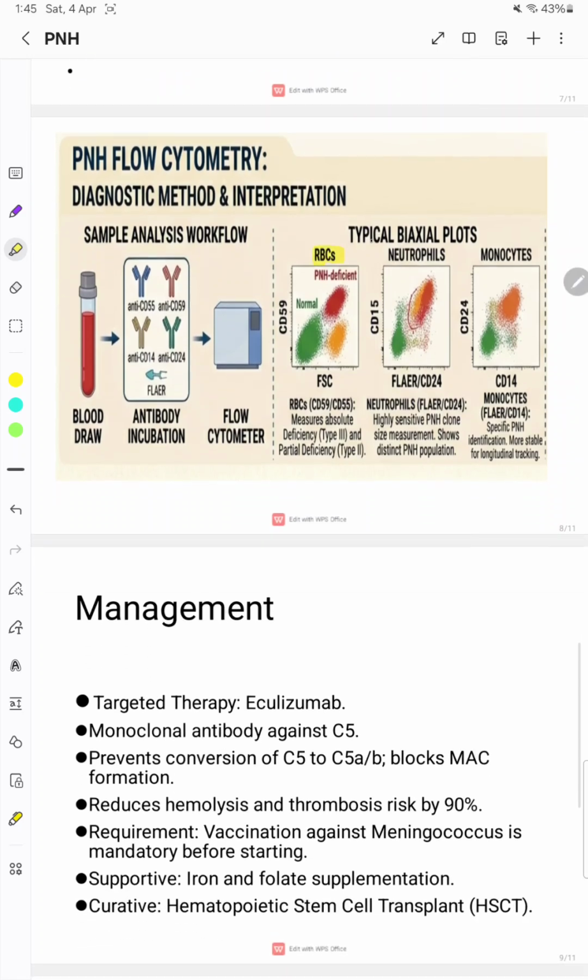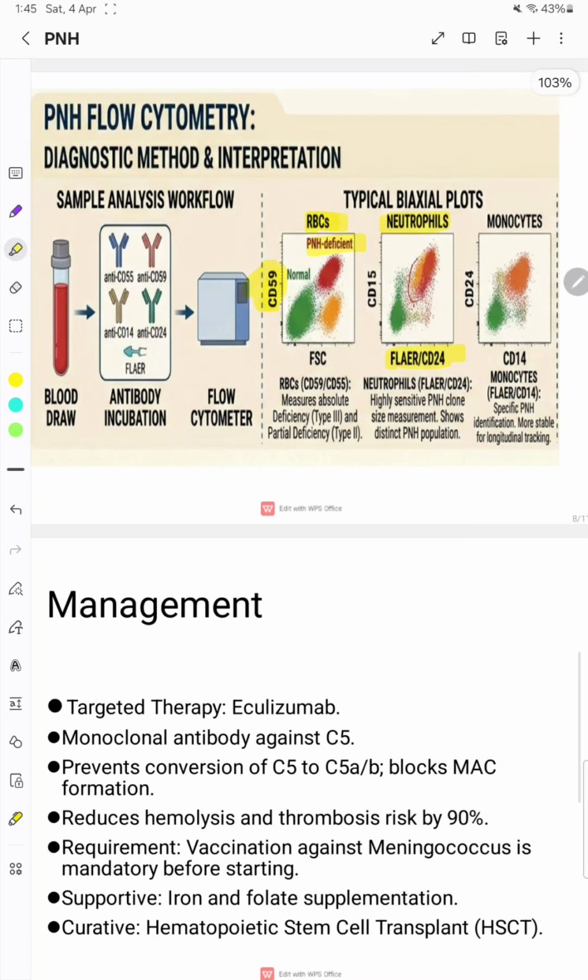So as we can see, in PNH CD59 is deficient. This is the flow cytometry image of the RBC showing the CD59 deficient population. The neutrophil FLAER. This is the deficient population.